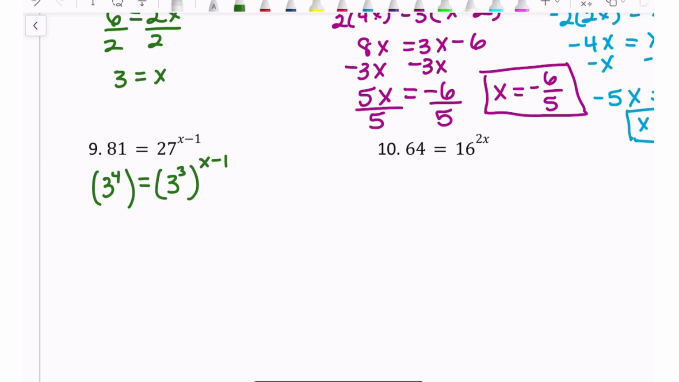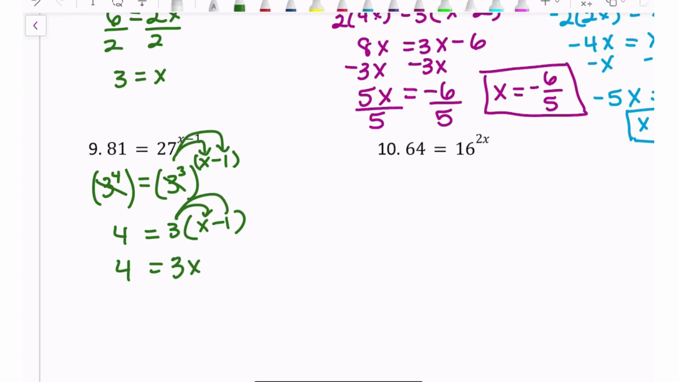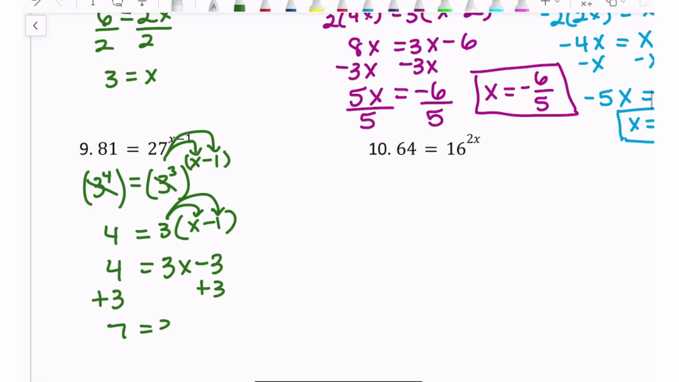All right, the bases are the same, the 3's. Drop them. I have 4 is equal to 3 times x minus 1. I treat this like I'm distributing the 3 because it's the power to a power rule for exponents. So this leaves me with 4 is equal to 3x minus 3, add my 3, I'm going a little too quick, and I have 7 is equal to 3x, divide by that 3, and x is 7 over 3.